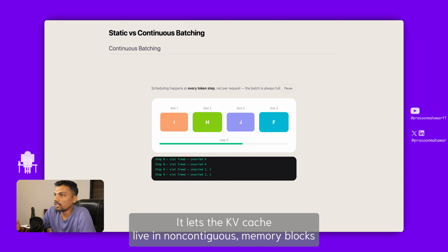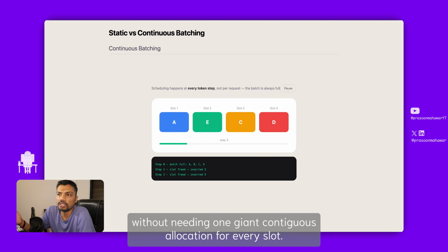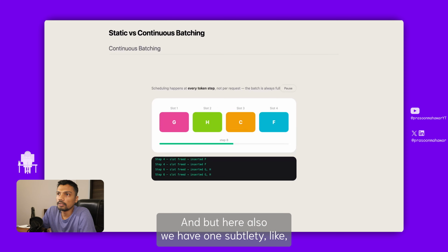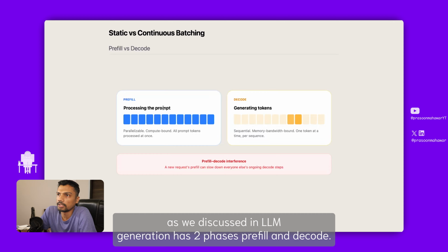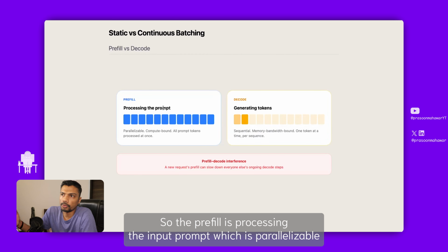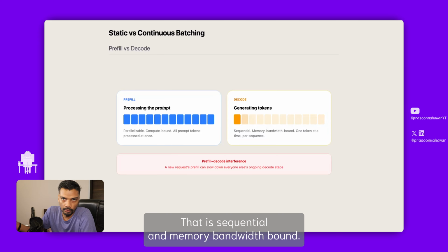It lets the KV cache live in non-contiguous memory blocks, so the scheduler can swap sequences in and out of the batch without needing one giant contiguous allocation for every slot. But here we also have one subtlety. As we discussed, LLM generation has two phases, prefill and decode. Prefill is processing the input prompt, which is parallelizable and compute bound, and decode is generating tokens one by one, which is sequential and memory bandwidth bound.